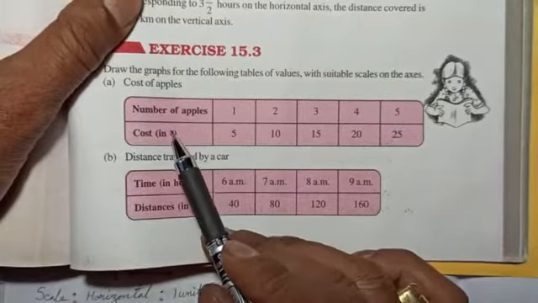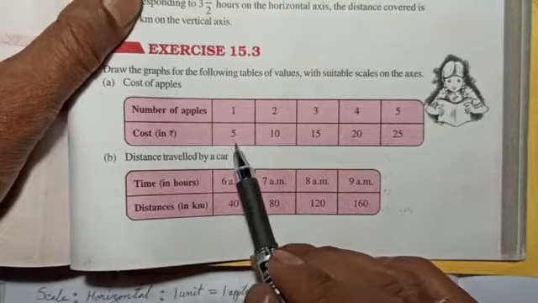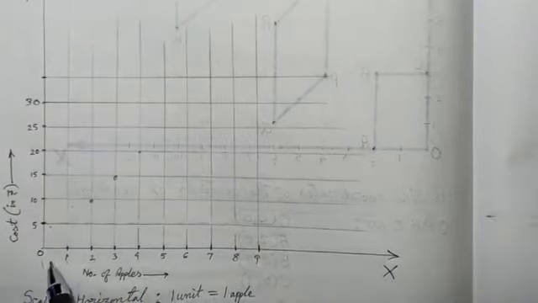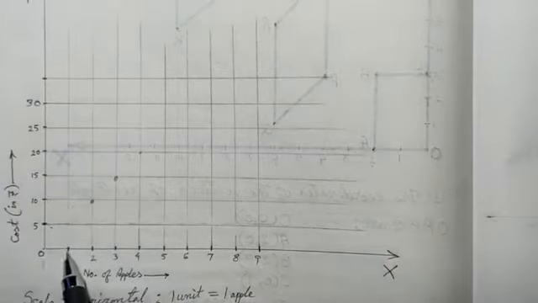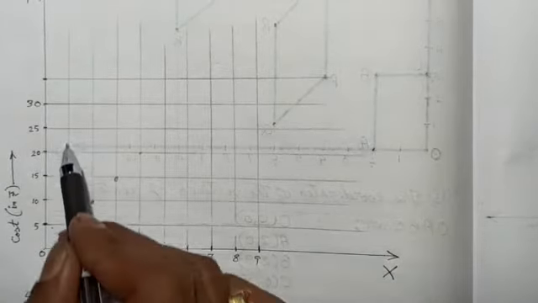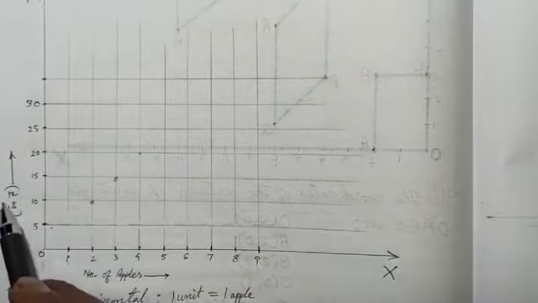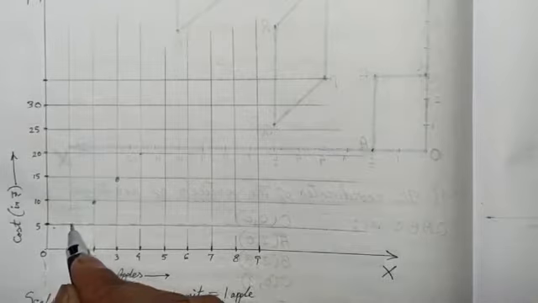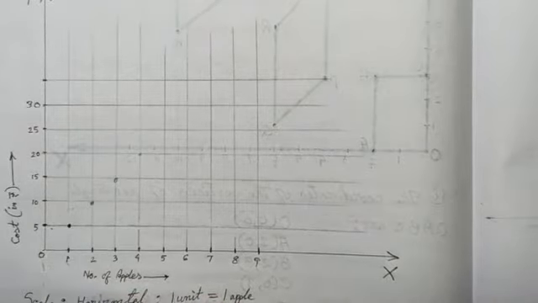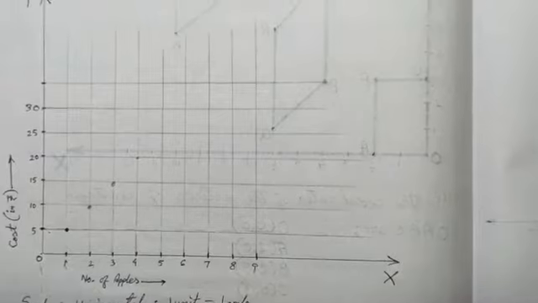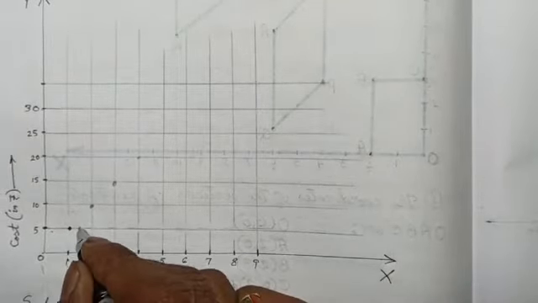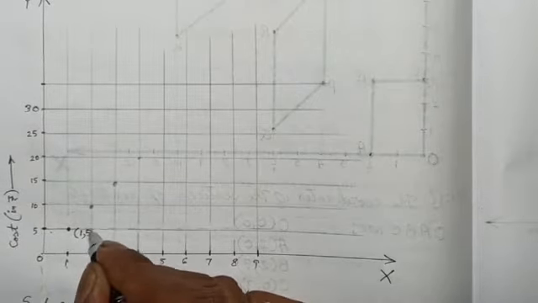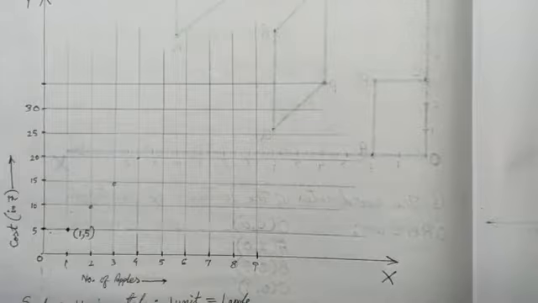Now let us plot number of apples 1 and cost in rupees 5. So 1, 5. Number of apples 1 is here, so we are drawing a perpendicular line here, and cost in rupees 5, so we are drawing a line here, and we are getting this intersecting point. And this point represents number of apples 1 and cost 5, so 1, 5.